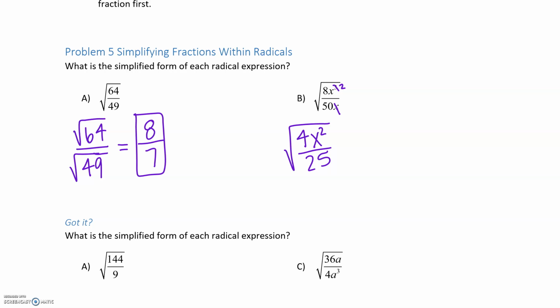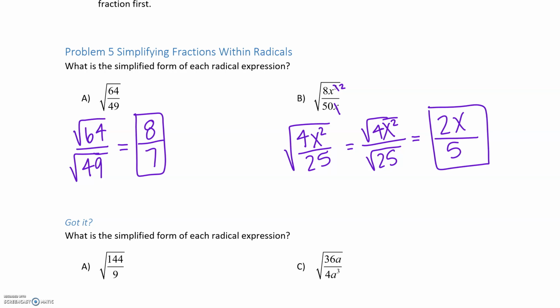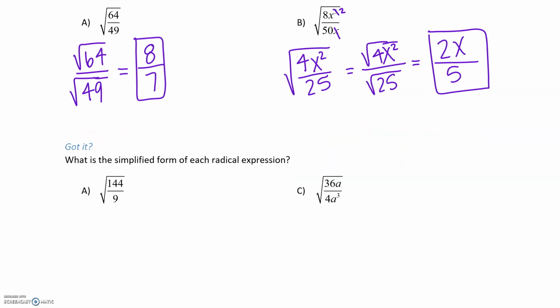Now that we've got 25, which is a perfect square on the bottom, we can use our division property. Okay? So we are going to take the square root of 4x squared. So the square root of 4 is just 2, and the square root of x squared is just x, over the square root of 25, which should just be 5. Okay, so go ahead and start working on your got it problems.